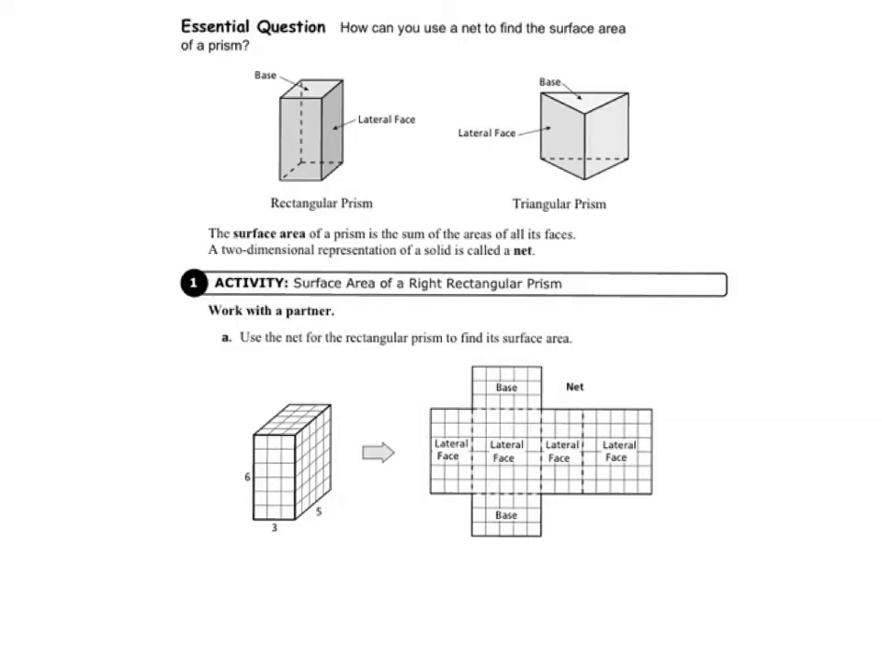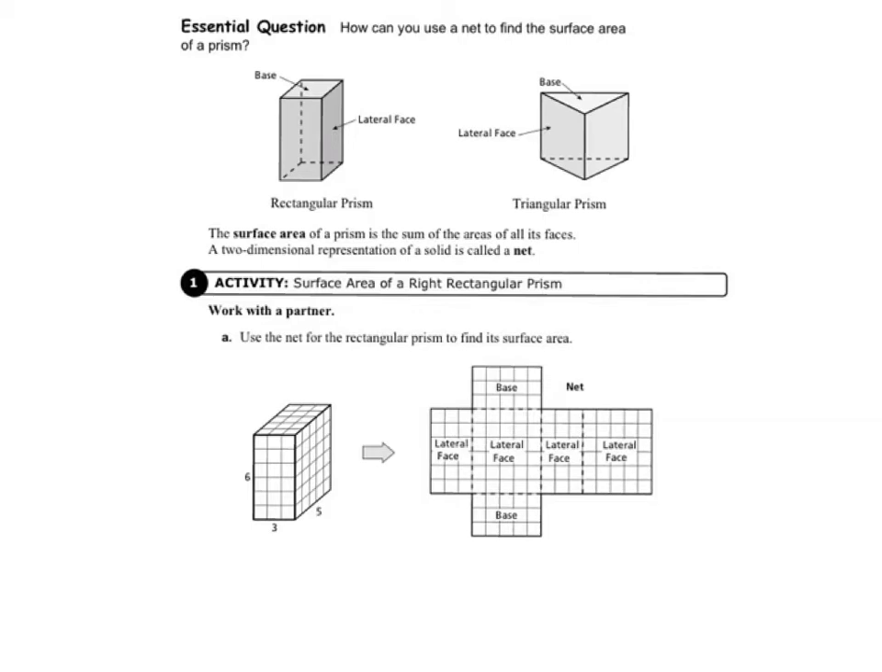So the surface area of a prism is the sum of the areas of all its faces, and a two-dimensional representation of a solid is called a net. We'll be working on Activity 1, surface area of a right rectangular prism. We'll be using a net for the rectangular prism to find its surface area. So we have a rectangular prism that is 3 by 5 by 6 units.